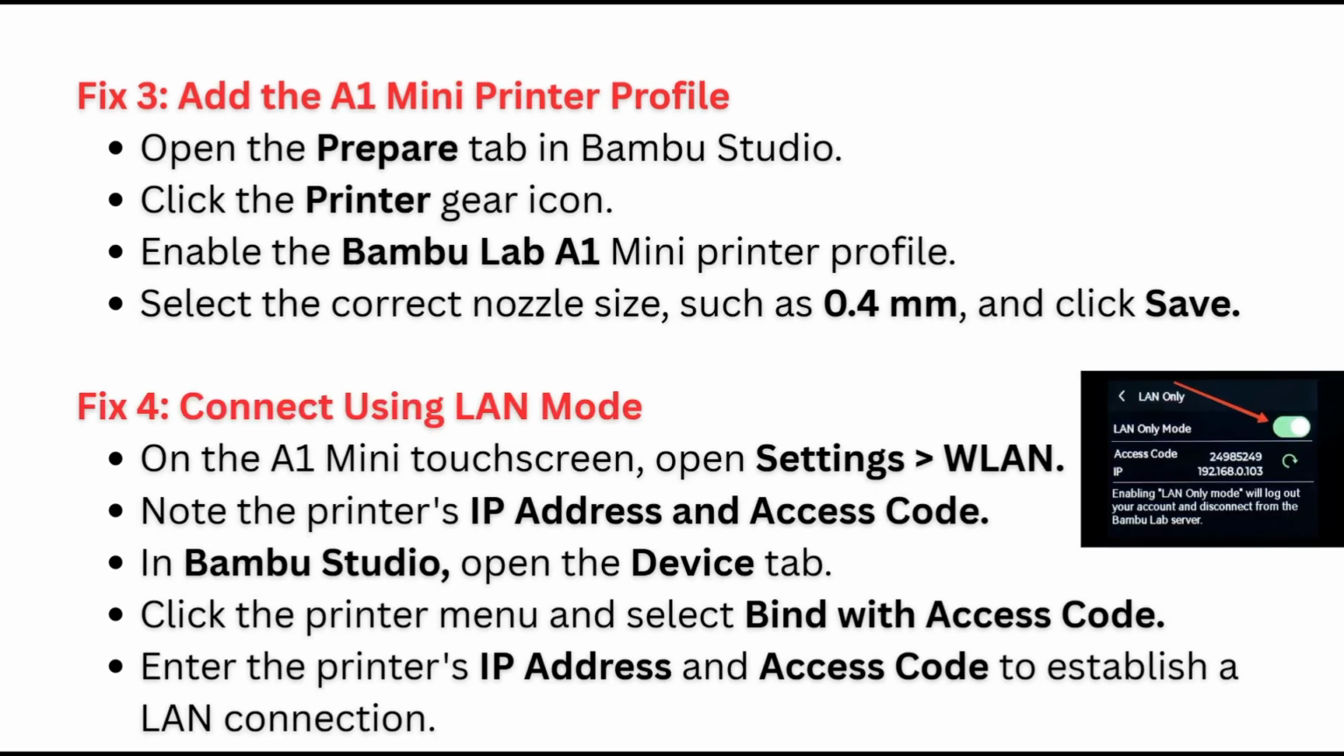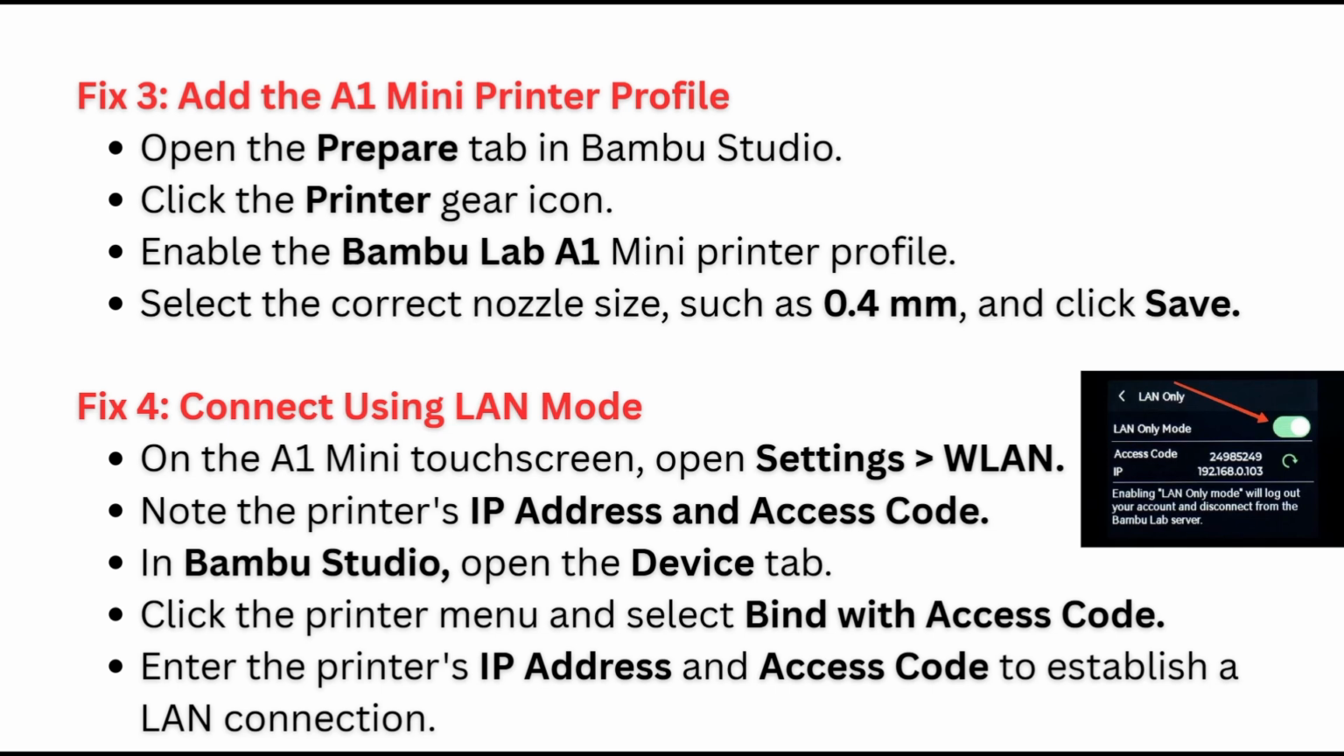Fix 3. Add the A1 Mini printer profile. Open the Prepare tab in Bambu Studio, then click the printer gear icon. Now enable the Bambu Lab A1 Mini printer profile and select the correct nozzle size, such as 0.4 mm and click Save.